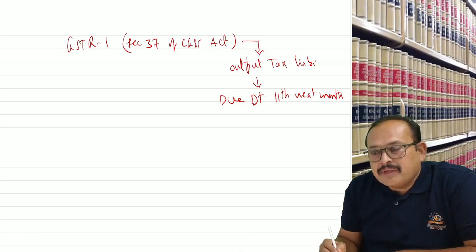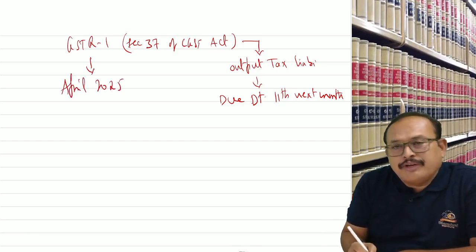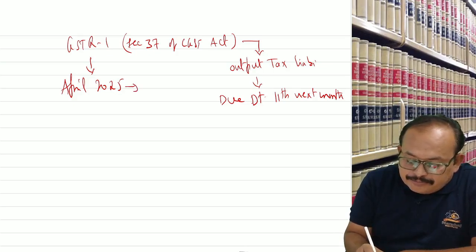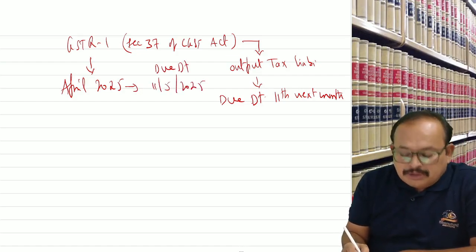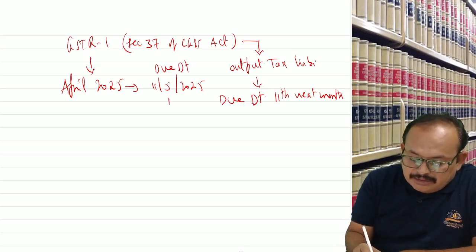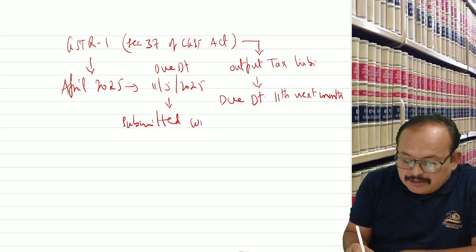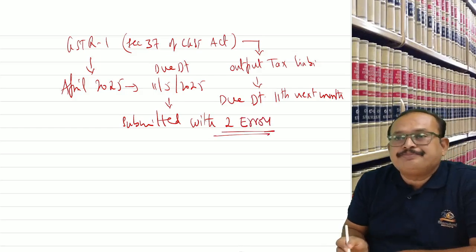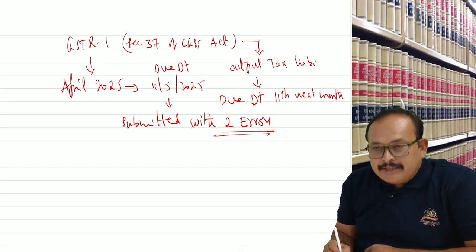Is that clear? Now, GSTR 1 return for April 2025, due date 11th of May 2025. You filed, submitted with 2 errors. 2 errors have taken place. Can I rectify it?